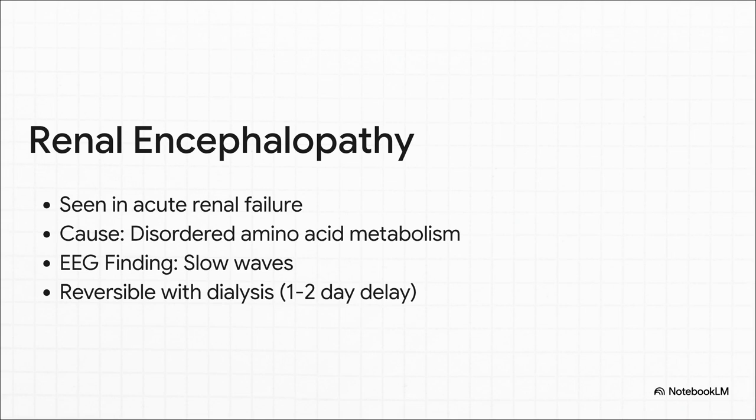First up, the kidneys. When they fail acutely, you get what's called uremic encephalopathy. It's basically a big metabolic mess caused by disordered amino acids. A huge clue here is the EEG, which will show these characteristic slow waves. But here's the good news. This is often reversible with dialysis. It might take a day or two, but you can bring them back.